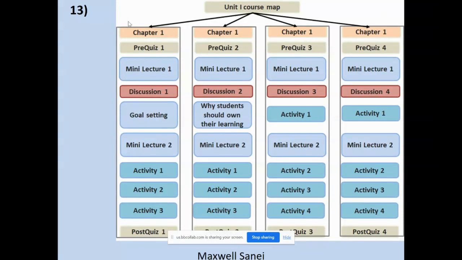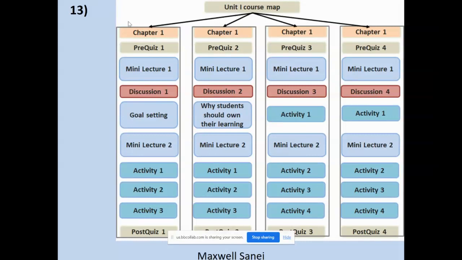After that, students go home. They do the pre-quiz the night before they sit in the class, and then the post-quiz comes after class, after they have left. These are inside the class. For chapter 2, chapter 3, and chapter 4, the same or a similar thing happens for each chapter.